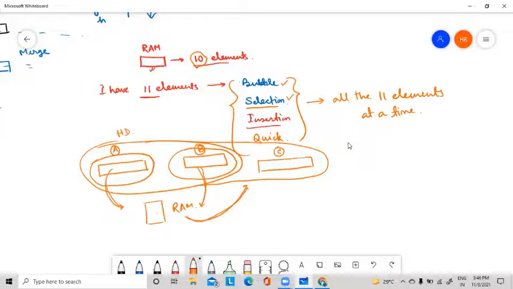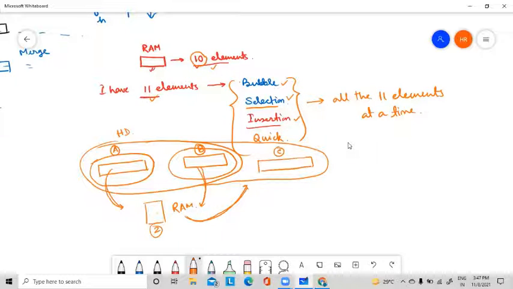In case of insertion sort, in this particular example, from the 11th element, we have to perform the comparison, which must be done in our RAM, which is not possible due to the limitation of the RAM size. But in case of merge sort, if our RAM is able to store only two elements, then also we can perform the merge sort technique.